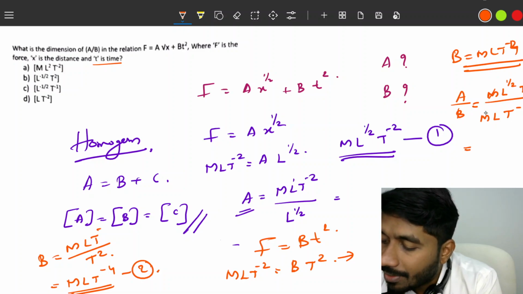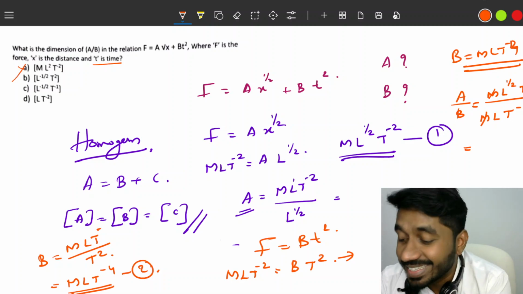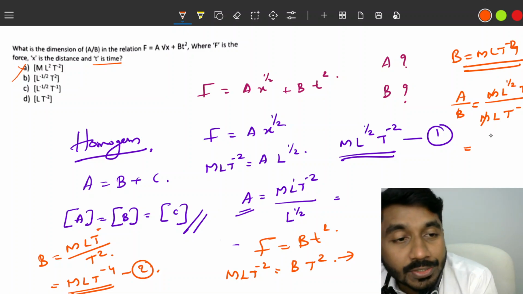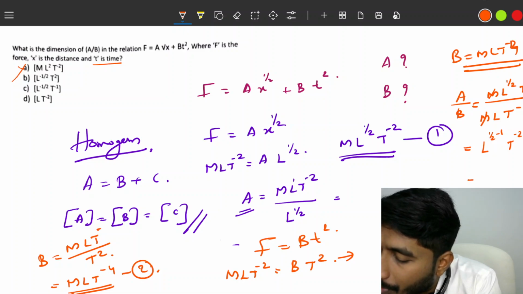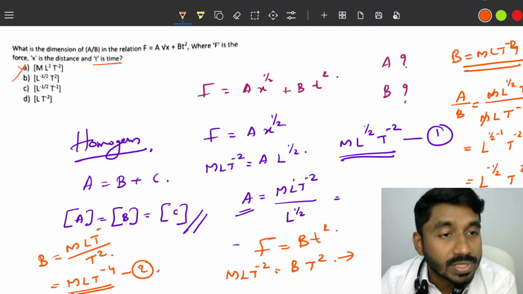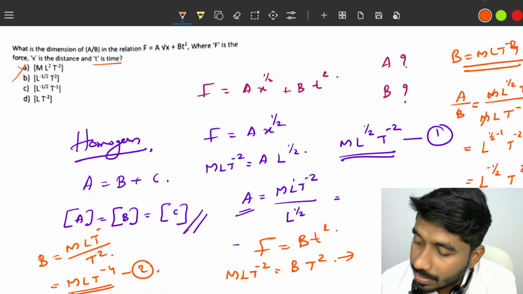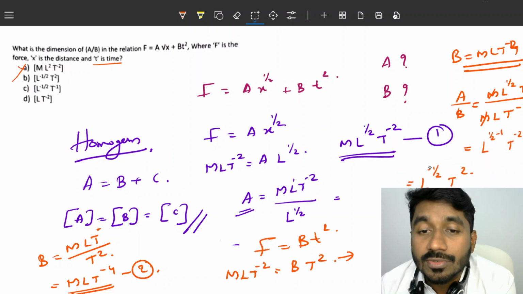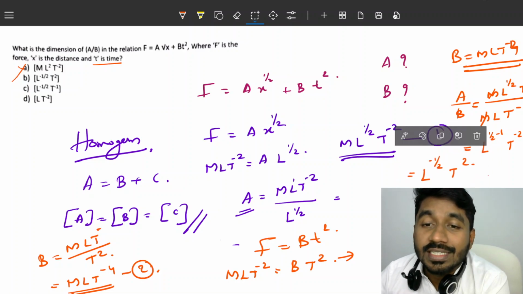Just solve it, M will be cancelled, right? So the first option is not the answer. So we have b, c, d. Let's solve L raised to 1 by 2 minus 1. So it will come like 1 by 2 minus 1. T raised to minus 2 minus 4. You will get the answer L raised to minus 1 by 2. T raised to minus 2 plus 4, it will come plus 2. Which is our option? L raised to minus 1 by 2, T raised to 2. Right.